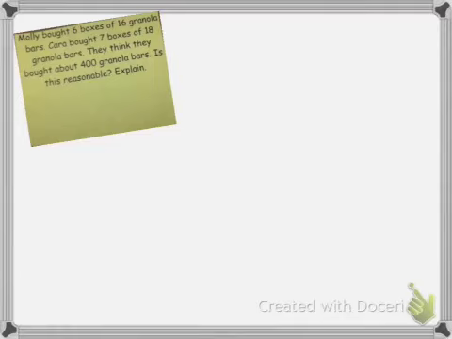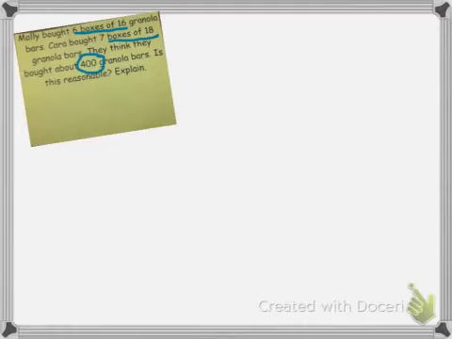It says Molly bought 6 boxes of 16 granola bars. Kara bought 7 boxes of 18 granola bars. They think that they bought 400 granola bars. Is this reasonable? And explain. So what the kids have to do is to take each part of it. So I have 6 boxes of 16 granola bars and 7 boxes of 18 granola bars. And I need to go through and figure out, is this answer, this 400, a reasonable estimate?